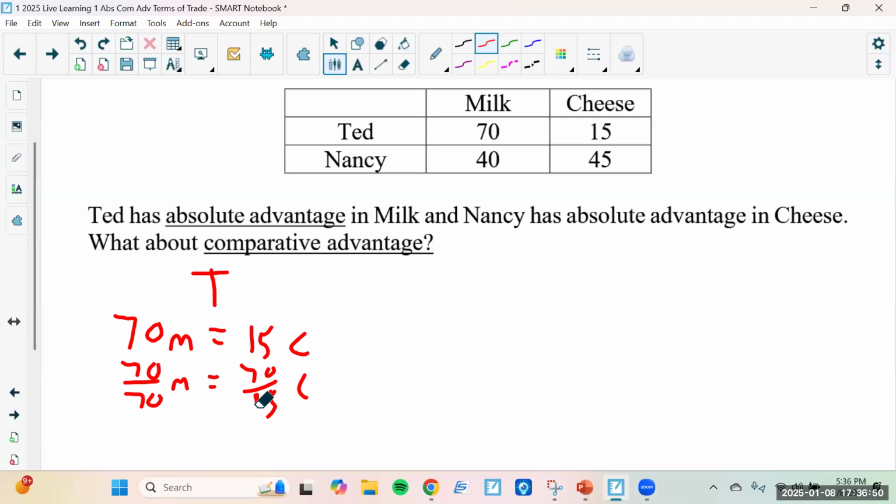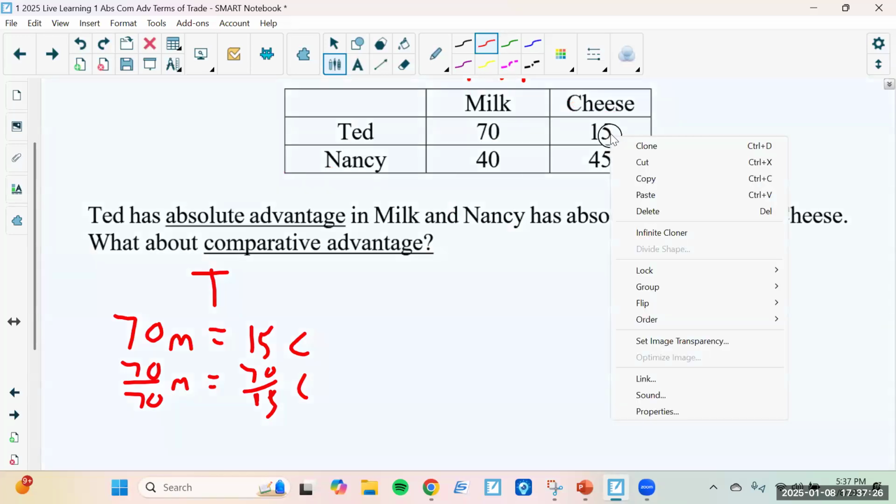One of the things is that the way this is organized, with Ted and Nancy on the left and milk and cheese on the top, they can also show you the exact same thing and put Ted here and Nancy here, and then this could be milk and this could be cheese. And if you do that, then you would be reading this way for Ted. So you've got to be careful. Ted, in the way I have it here, is milk and cheese. But if I erase all this, then you've got to be careful how you read it. And Ted is 70 milk is equal to 15 cheese.